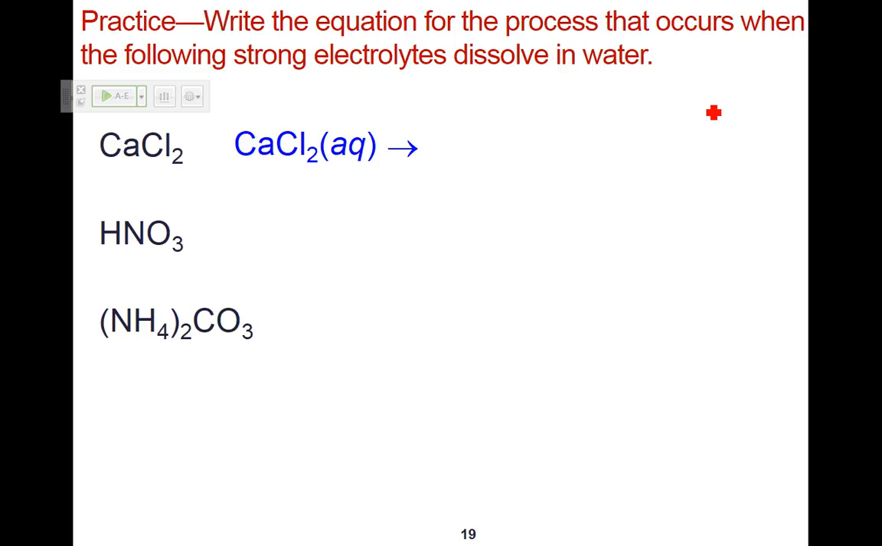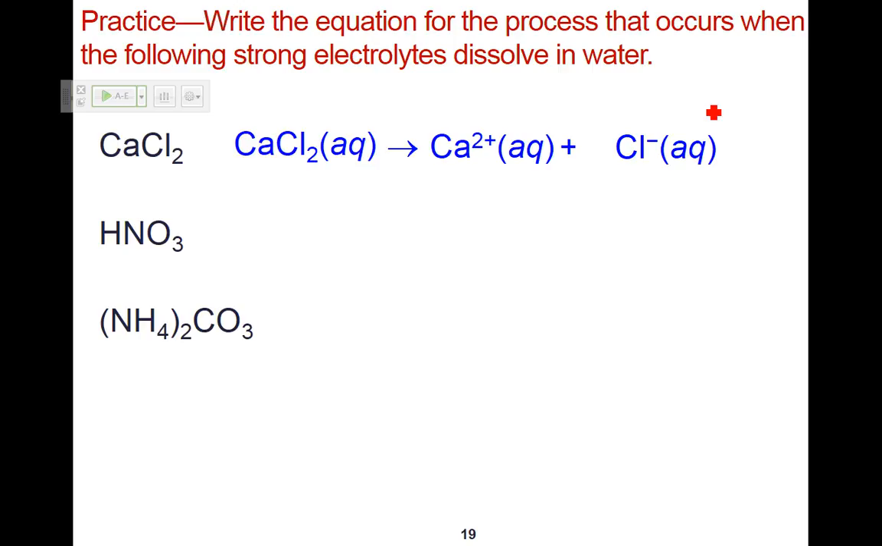Calcium's in the second column in the periodic table, so it's Ca2+. And then I put my AQ, representing that it's dissolved in water. And then chlorine's in group 7, so it's Cl-. That's nothing different. We already learned how to figure out the charges.